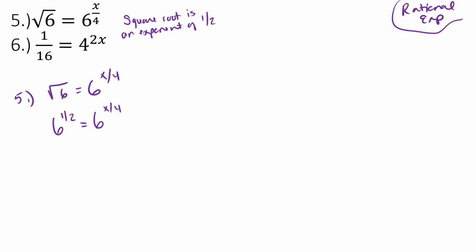Now I've got my like bases, so I have my 6 on both sides. So 1/2 is equal to x over 4.